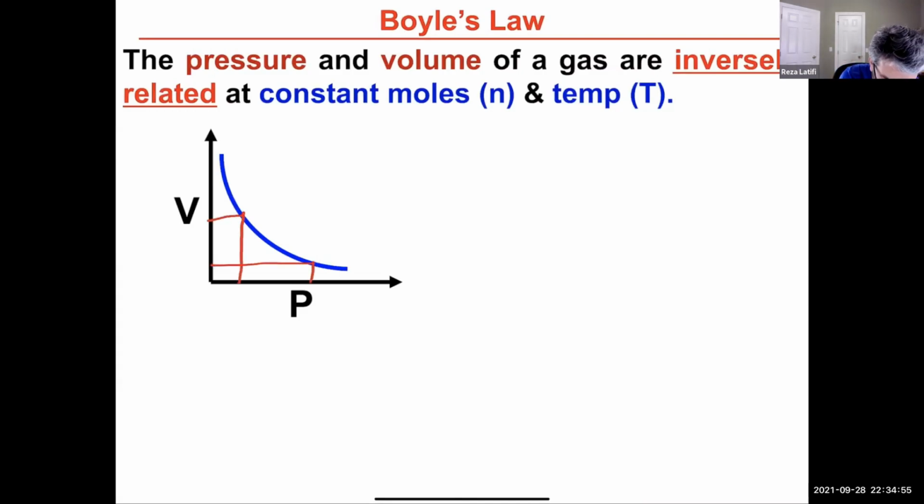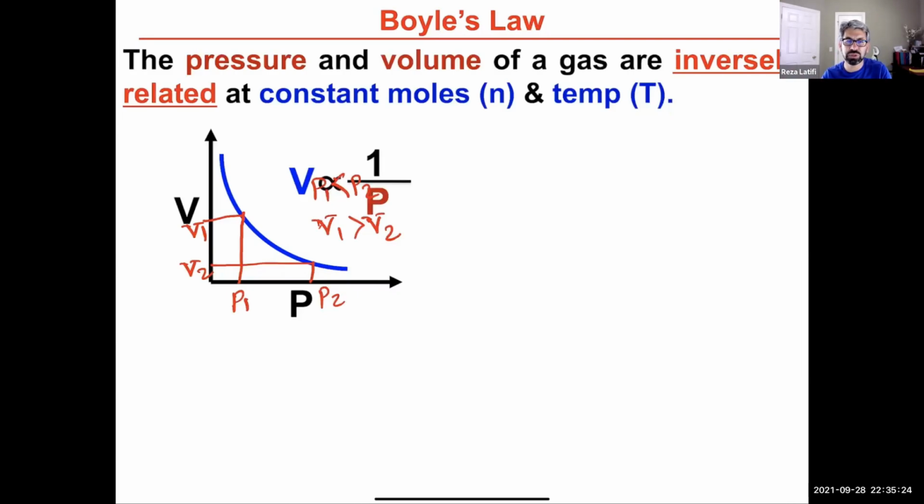As you see, this is P1 and that one is P2. Here we have V2 and that one is V1. P1 is smaller than P2, but V1 is bigger than V2. So pressure is inversely connected to volume, or volume is inversely connected to pressure. If you increase the pressure, volume will be a smaller number.